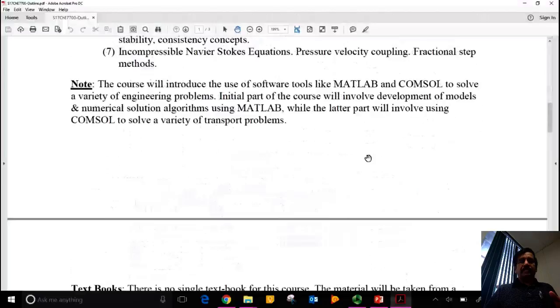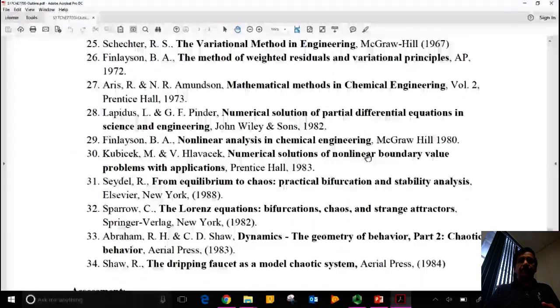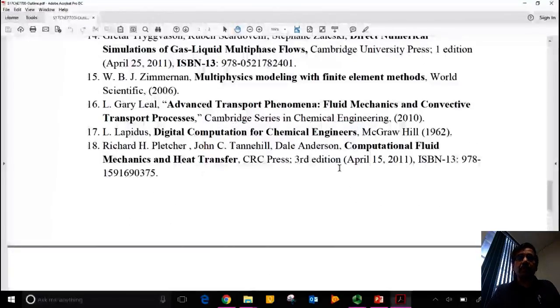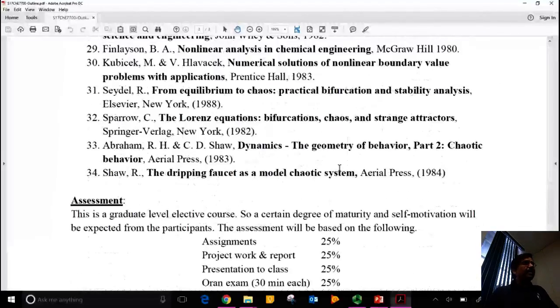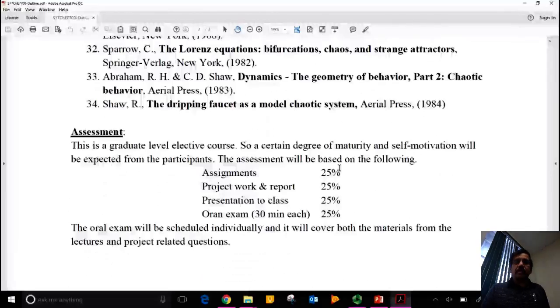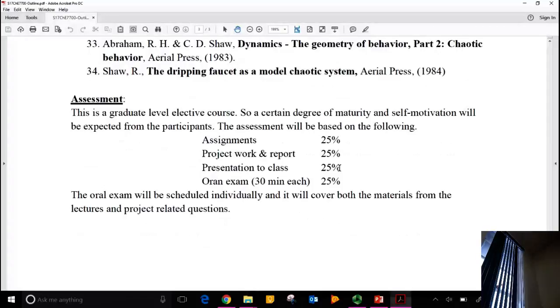And the assessment will be based on, so this is the outline that I have uploaded, and these are all the textbooks, fairly advanced level, graduate level textbooks. There are about 34 books there. But this is the assessment part.